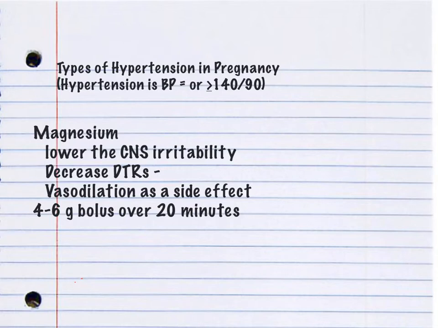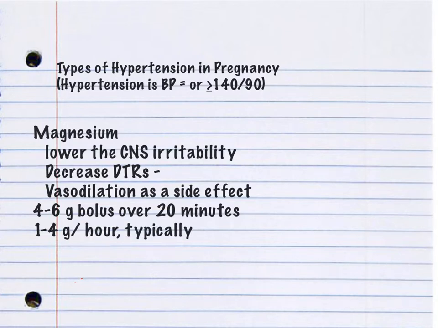They felt flushed. They felt like a rag doll. They had no strength. They felt weak. That is what magnesium sulfate therapy feels like. Once we get rid of that 4 to 6 gram bolus, that's complete in 20 minutes. And we'll practice some math problems to give that. We are going to give somewhere between 1 and 4 grams per hour.